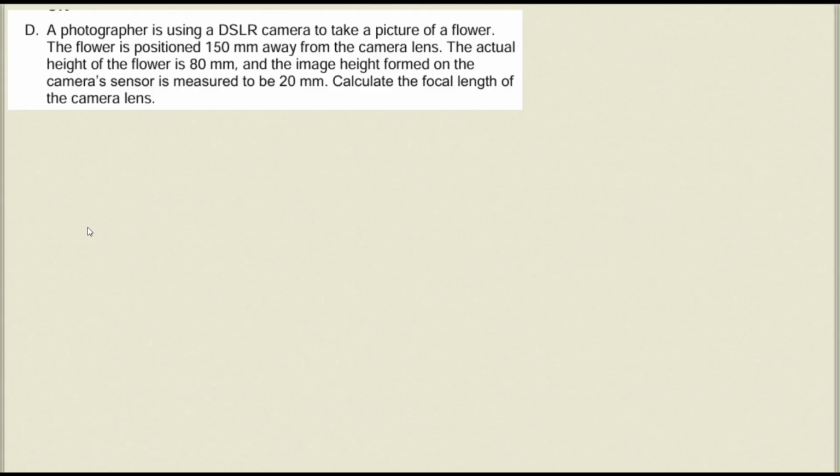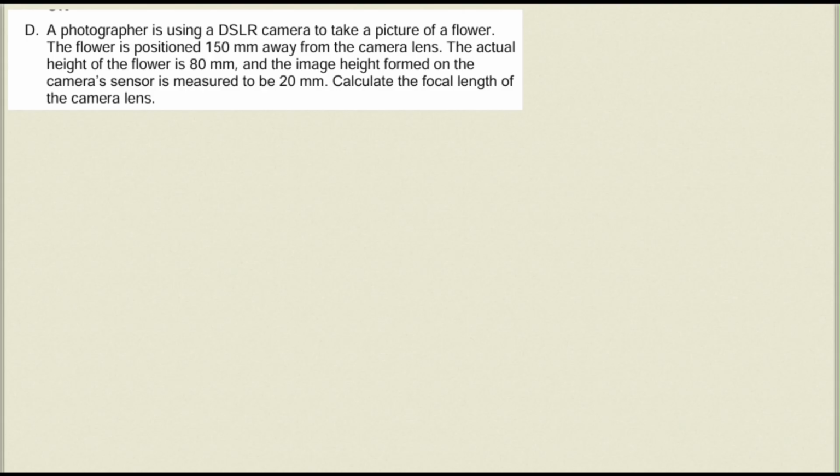Next sub-question from the same figure-based question. A photographer is using a DSLR camera to take a picture of a flower. The flower is positioned 150 mm away from the camera lens. The actual height of the flower is 80 mm and the image height formed on the camera sensor is measured to be 20 mm. Calculate the focal length of the camera lens.